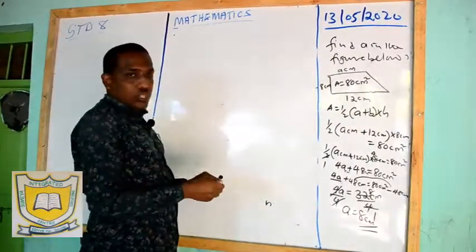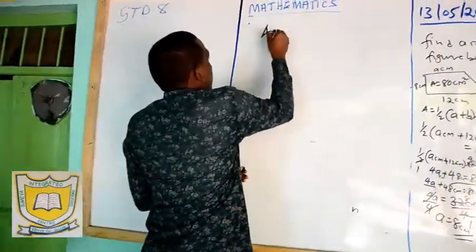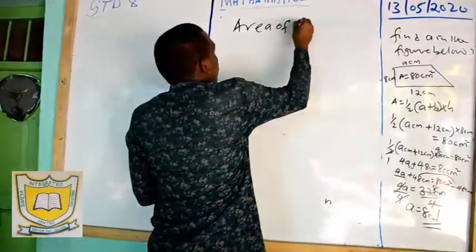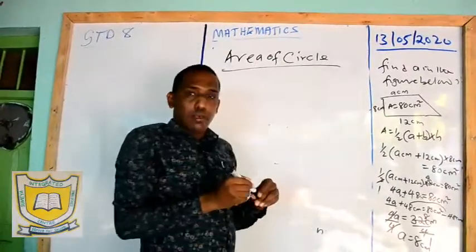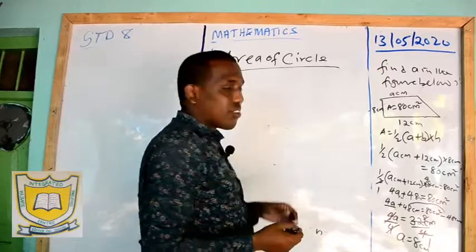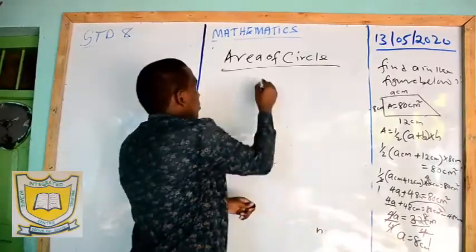We go to now what is called area of a circle. Remember, we have learned the perimeter of a circle. Today we go to now the area of a circle.